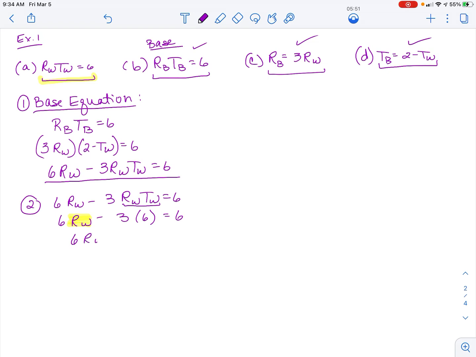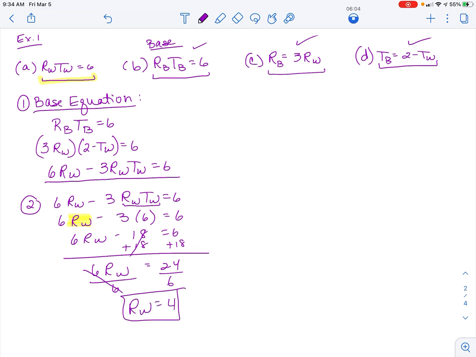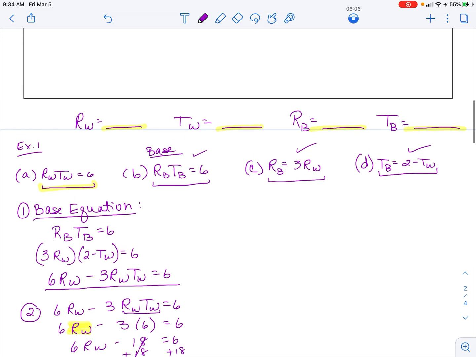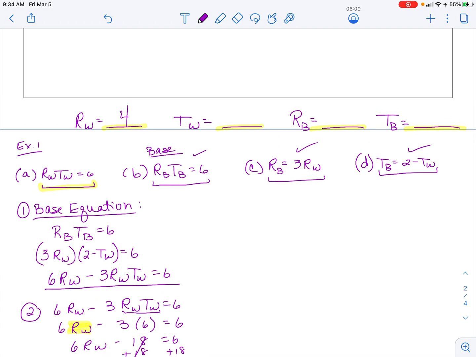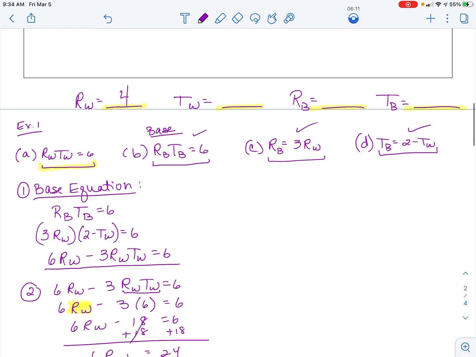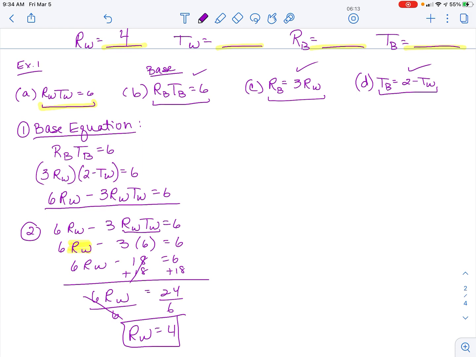So let's work this through. I'm going to have 6RW minus 18 equals 6. We'll add 18 to both sides. We have 6RW equals 24. We divide by 6, and we end up with a value of 4 for RW. So I'm going to go up here, and I'm going to write that in. So we have found the first variable is RW.